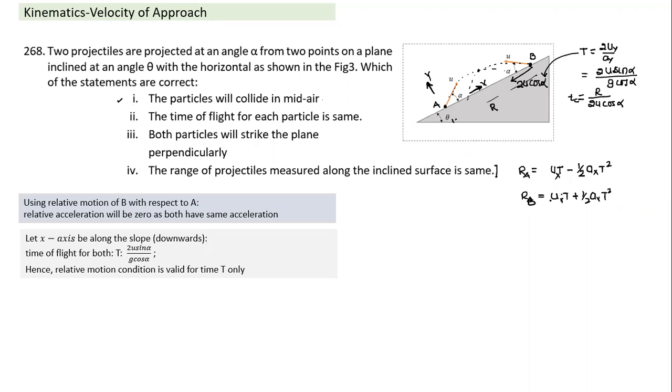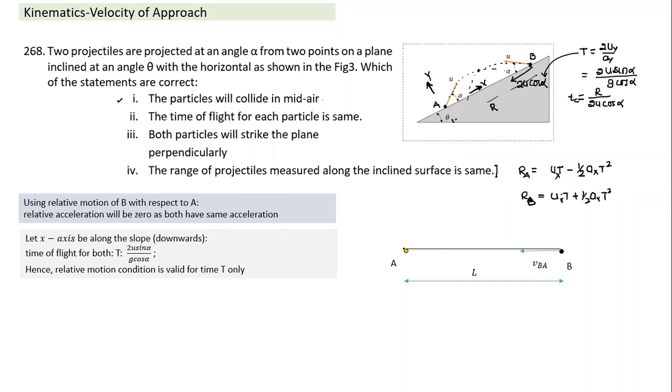B will have a larger range, A will have a smaller range. But range is simple. So that is something we can understand, what happens to a projectile fired on the inclined plane. This is more to make you understand the use of relative velocity in case of projectiles.